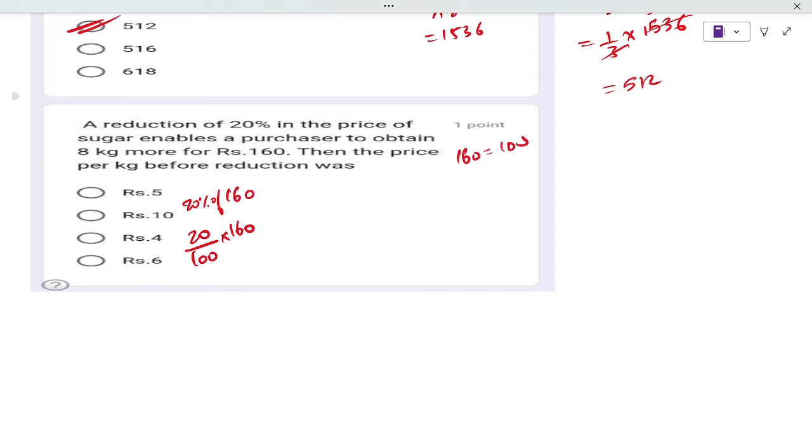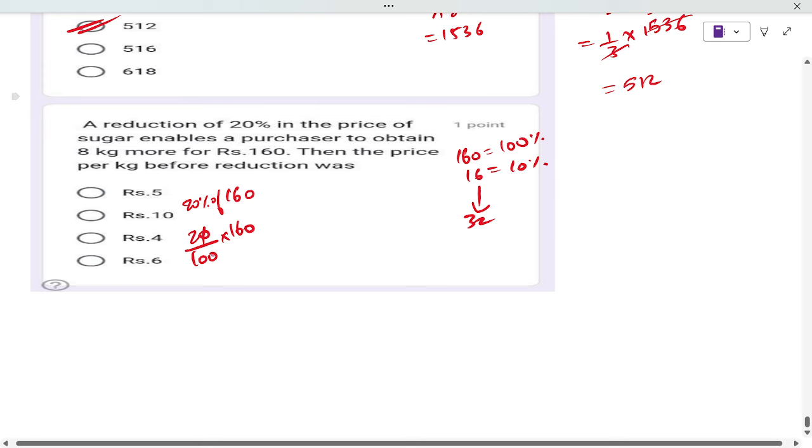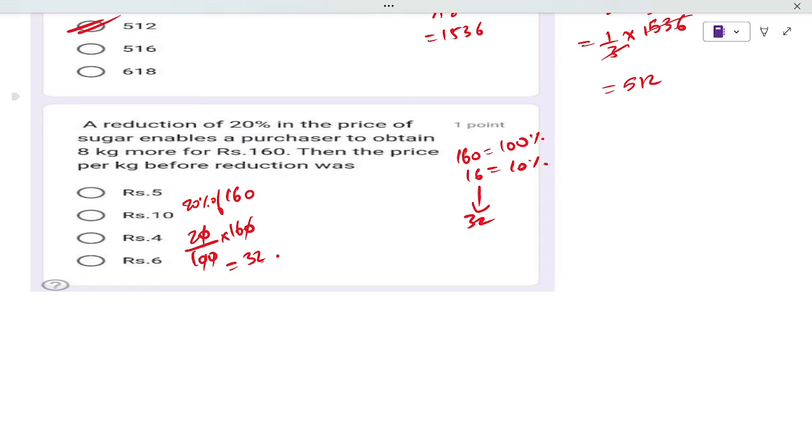160 is equal to 100%. 10% is equal to 16, so 20% means into 2, that means 32. Even if you cancel this one, you will get 32. So the reduction in price is rupees 32. Now this reduction allows the purchaser to get 8 kg more sugar, as mentioned in the question. So let's calculate the reduced price per kg. The reduction amount is how much?